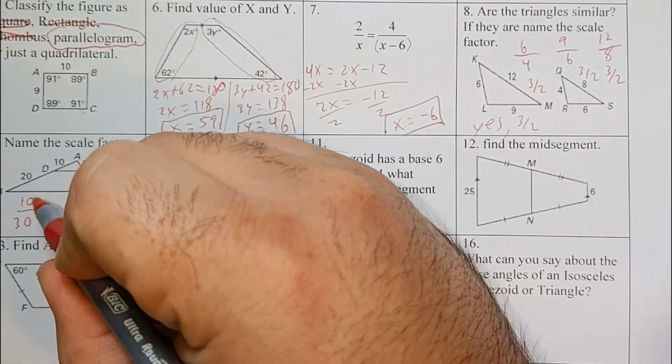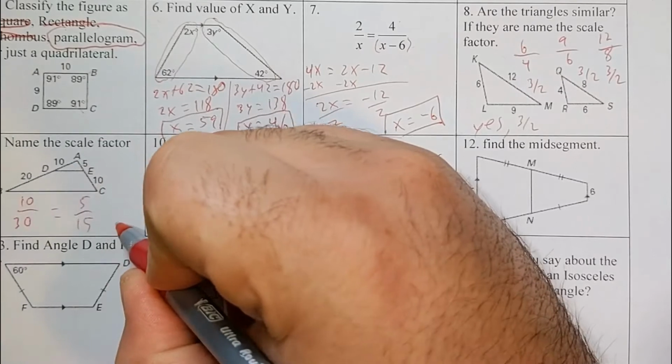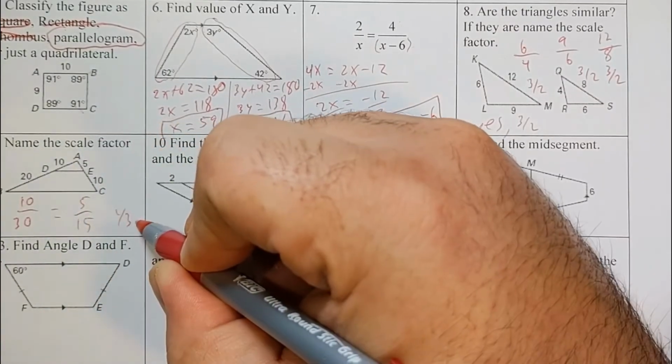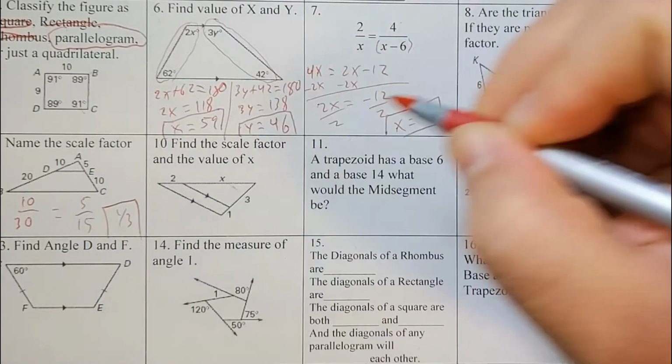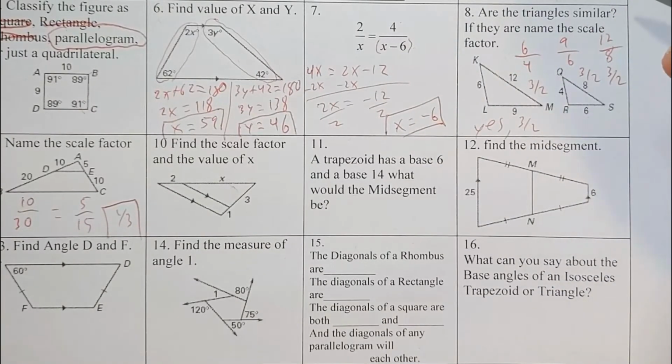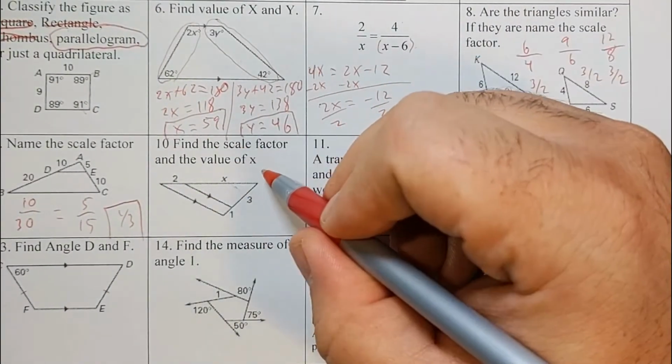If you reduce those and they're the same, like 10 and 30 is 1/3, and 5 and 15 is also 1/3, then that's your scale factor. If they're not the same, then there is no scale factor. Number 10 says find the scale factor.